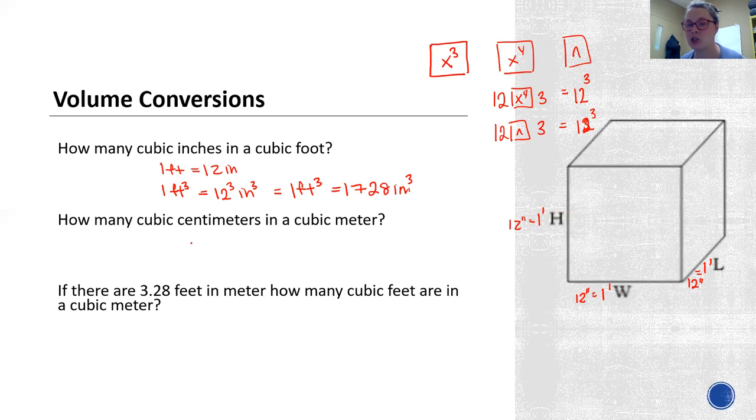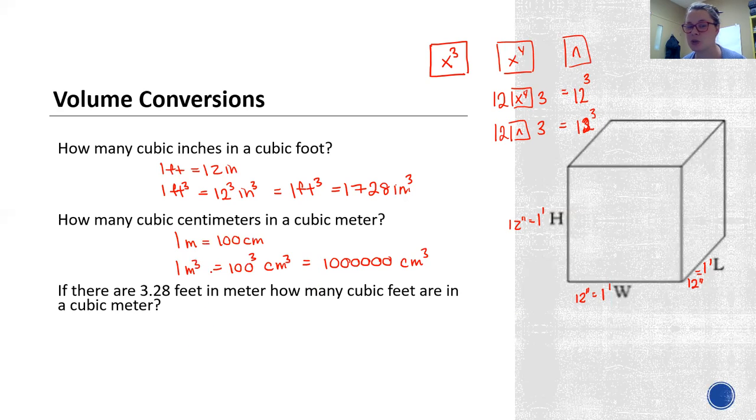So the next one, how many cubic centimeters are in a cubic meter? Well, we know 1 meter is equal to 100 centimeters. So we're going to do the same thing as before. 1 cubed is still 1, so 1 meter cubed is equal to 100 cubed centimeters cubed, which is equal to, let's see, 100 times 100 times 100 leaves you 6 zeros. So that leaves us with 1,000,000 centimeters cubed. Pretty easy to do.